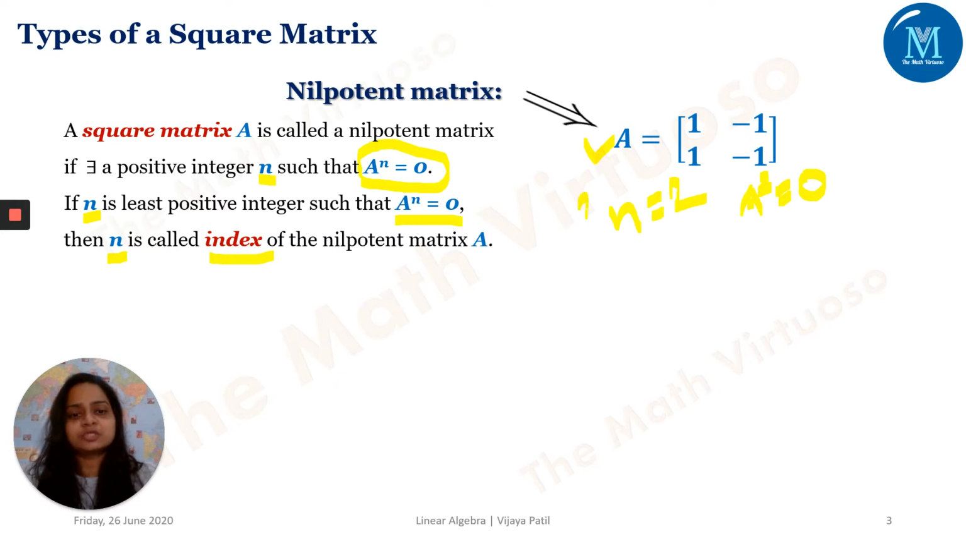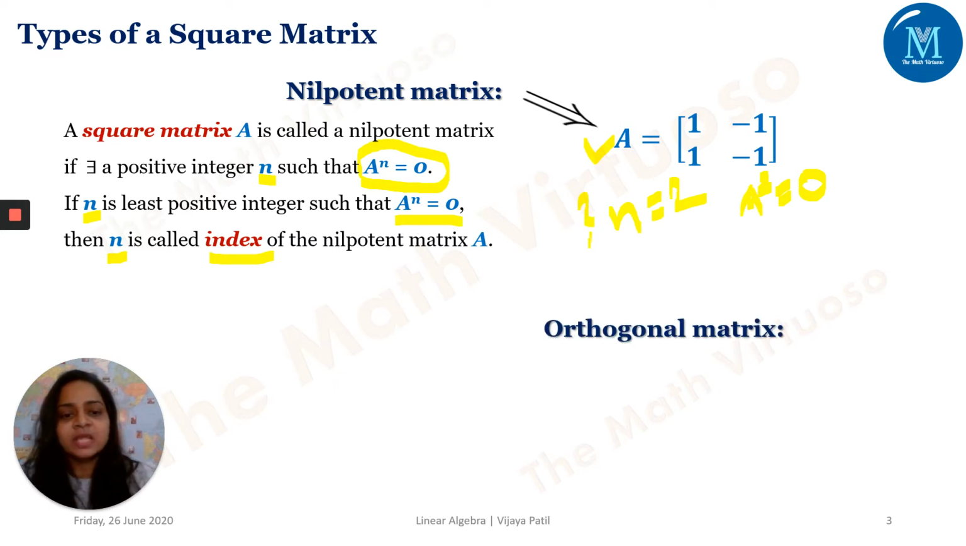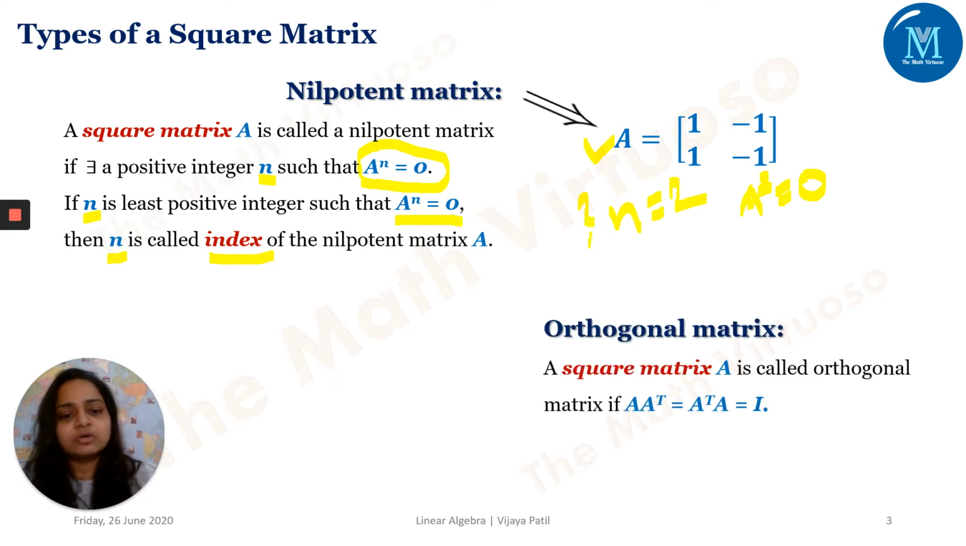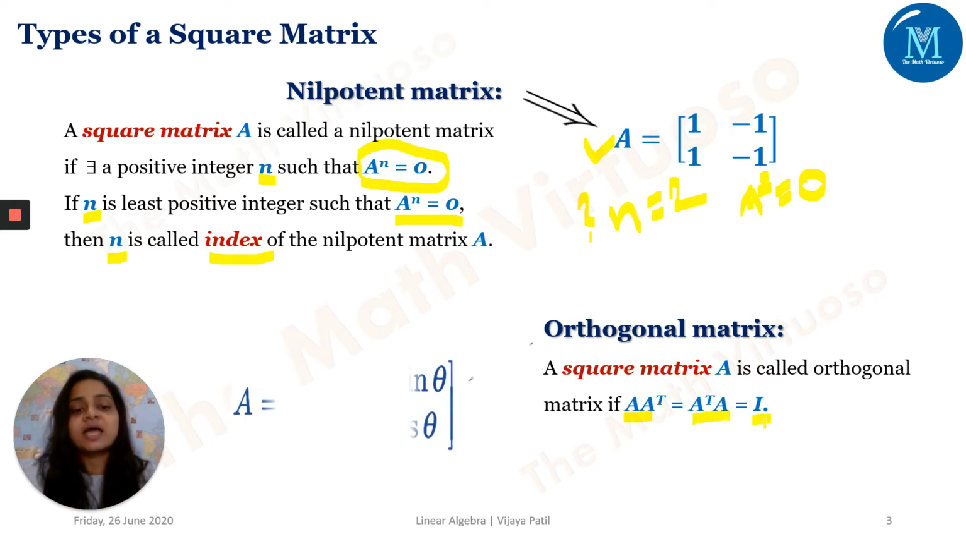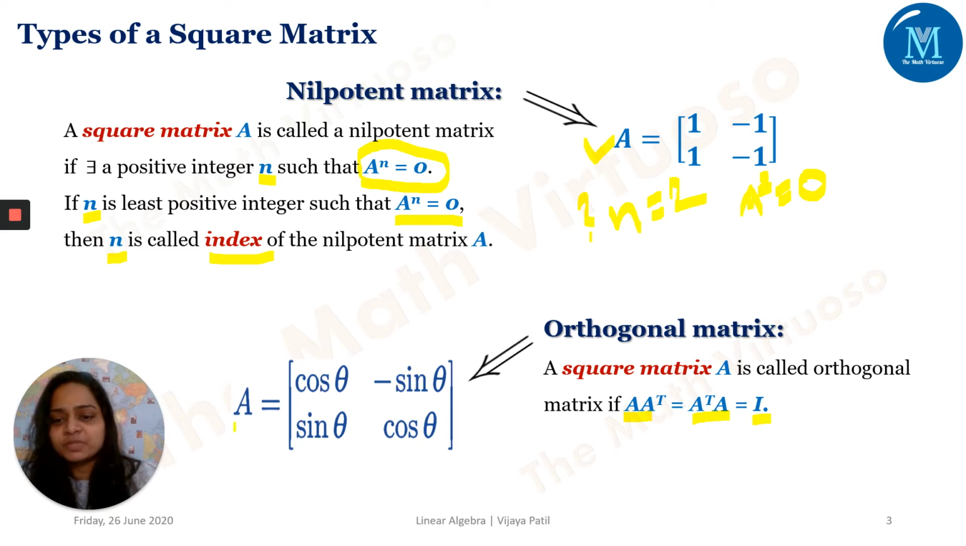Just check this out. The next one is the orthogonal matrix. The definition goes: a square matrix capital A is called an orthogonal matrix if A into A transpose is equal to A transpose into A is equal to I, where I is the identity matrix. For example, capital A is [[cos theta, -sin theta], [sin theta, cos theta]]. This matrix is nothing but an orthogonal matrix.